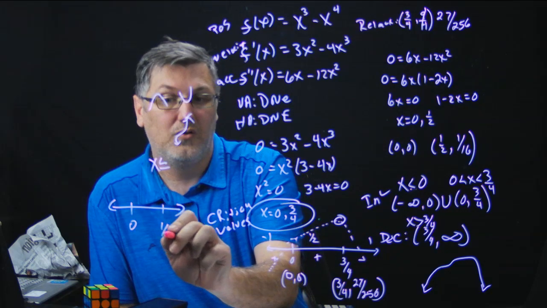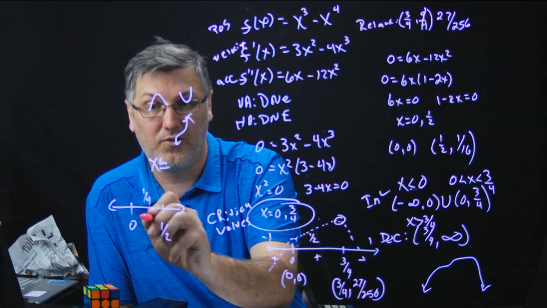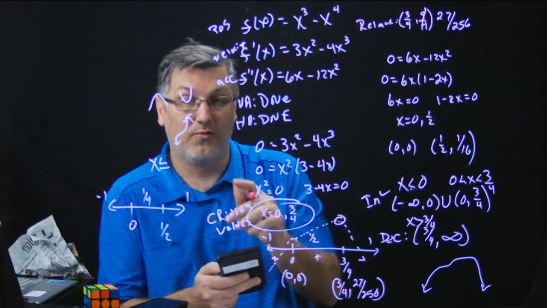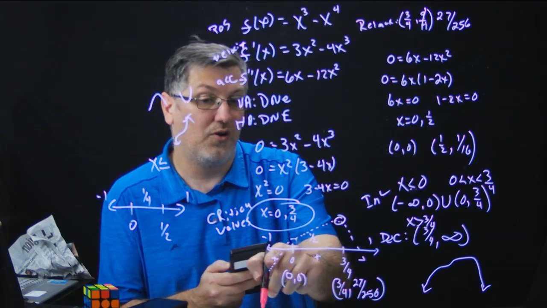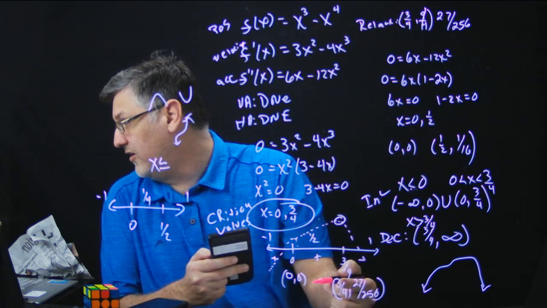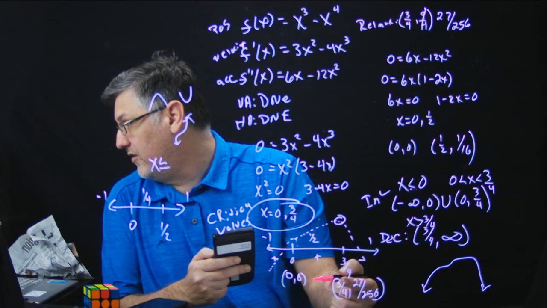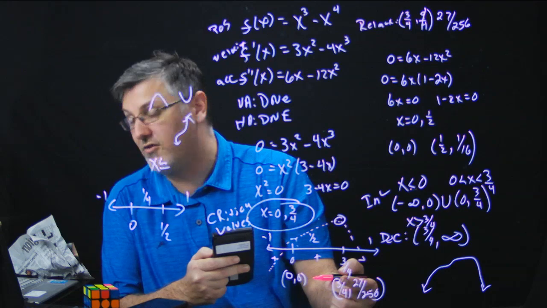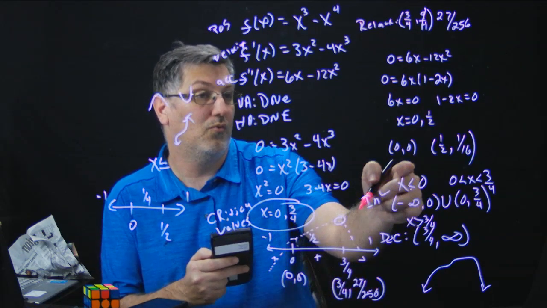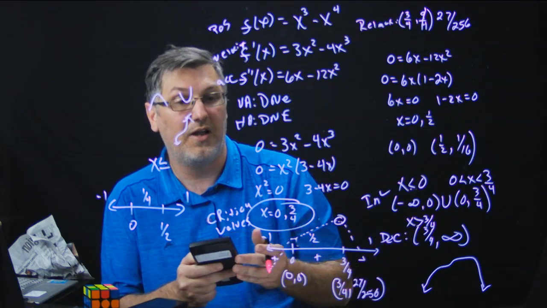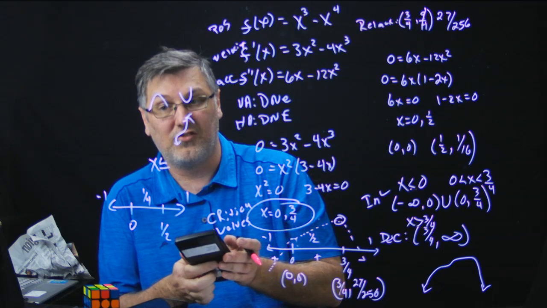0, 1/2. So I do 1/4. Do -1 and 1. I don't know if this is going to work, but from negative infinity to 0, it is decreasing, which means it is concave down. Then it's concave up, according to this, from 0 to 1/2. And then it would be concave down from 1/2 going down. I am curious, though, just to see.